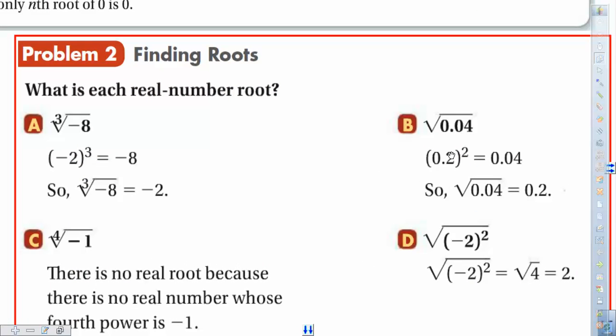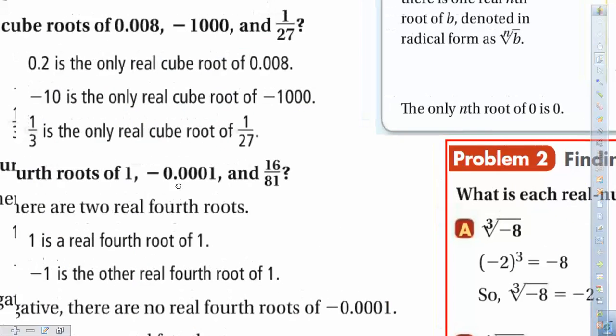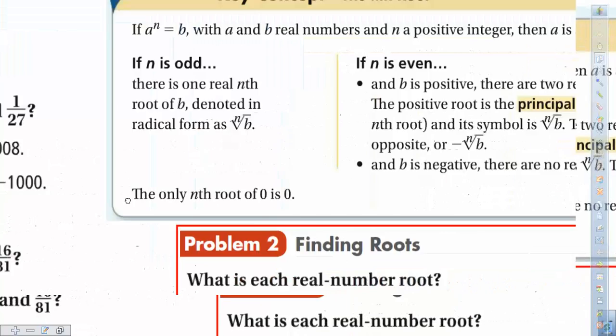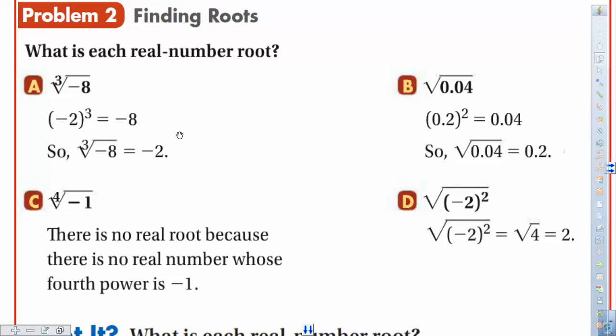Yes, it would. So that's why our answer over there is -2. B gives us the square root. Now, do you notice something here that might be a little bit perturbing? Do you see how it says the square root of 0.04 gives you one answer there, and it's 0.2? Do you notice what makes this question different? Look at the bold print. What is each real number root? Different from this question right here, it's asking what are all of the real fourth roots. They want all of them in this problem. So why aren't they giving us all of them here?